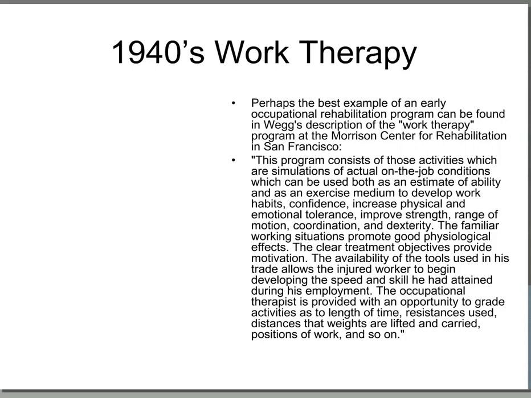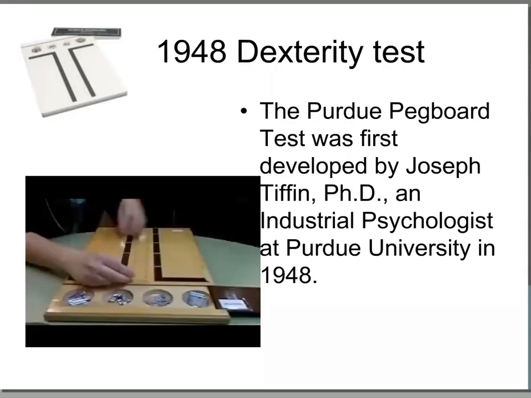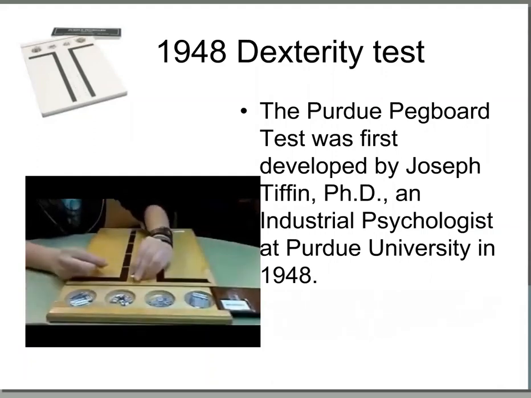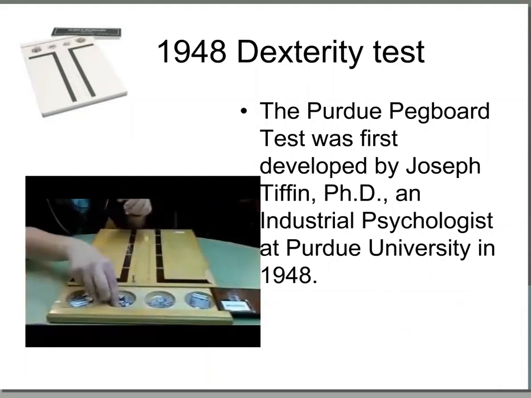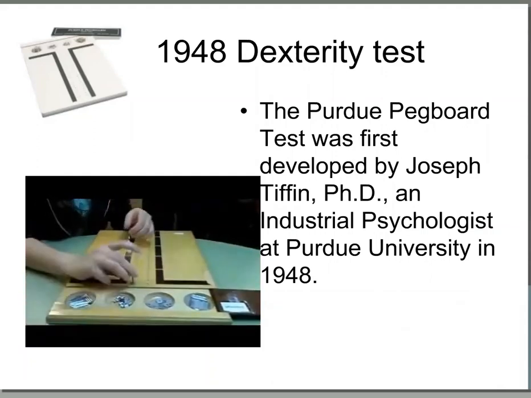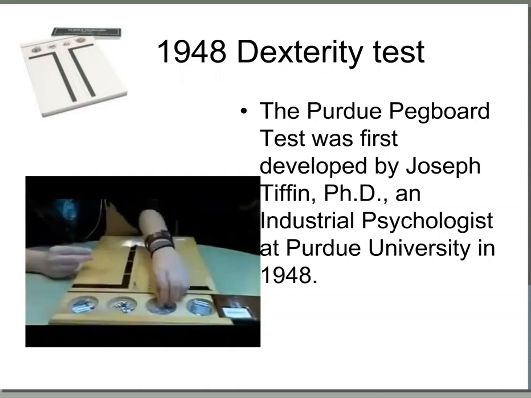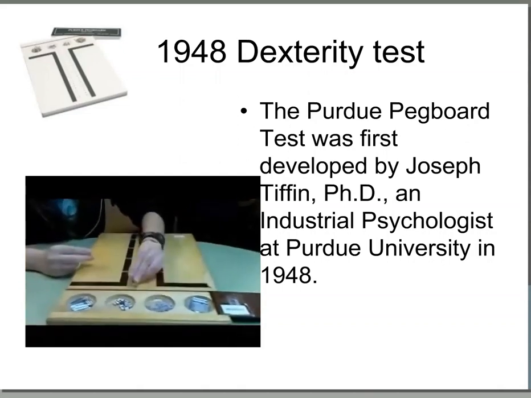During this period, we begin to see the creation of the first standardized test to measure function. The Purdue Pegboard test was first developed by Joseph Tiffin, an industrial psychologist at Purdue University in 1948.